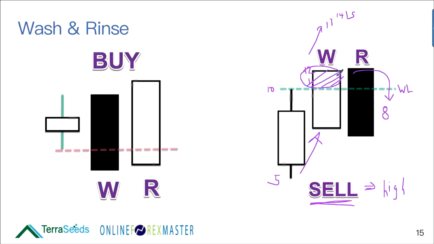And what will happen to those people who bought here? They will be in a rush to sell their position, because they bought at a high and want to cut their losses. Because of this disappointment, this sadness or regret, when price reins back below that wash line, it becomes a trade signal for us, okay?